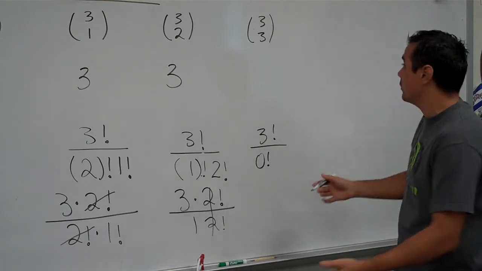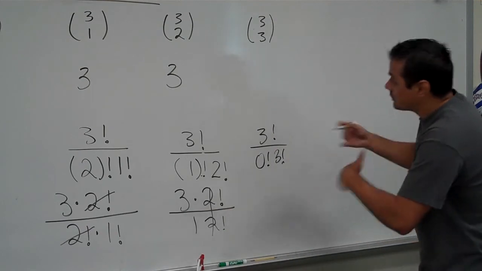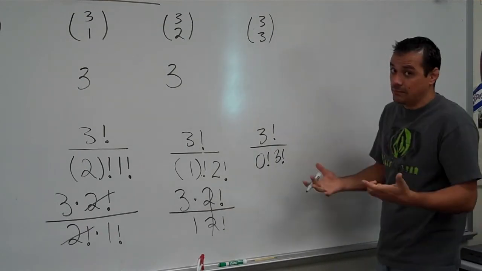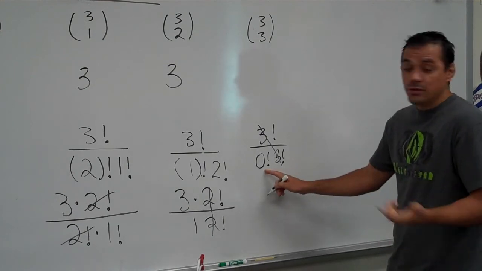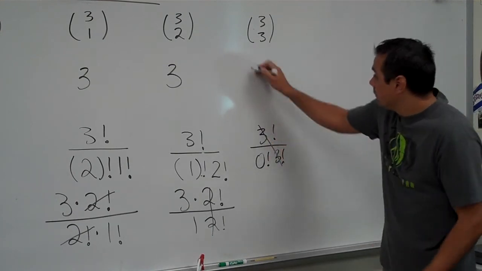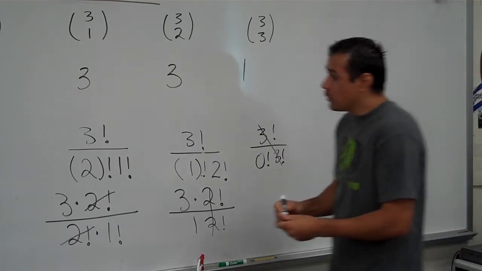times r factorial. Well, what is r factorial? Oh, 3. Well, on this one, you're starting to see a pattern that if these numbers are the same, you'll see what happens. This ends up being 1, but we know that 0 factorial is 1, so we end up with a coefficient of 1 once again. So now, these are our coefficients.